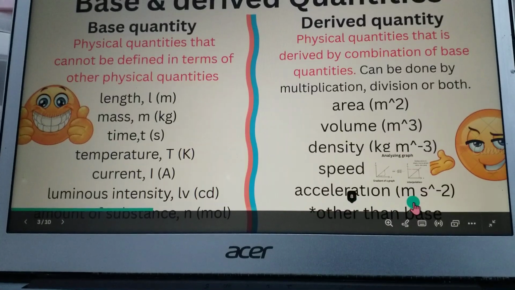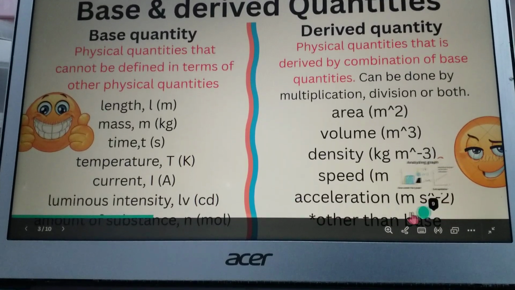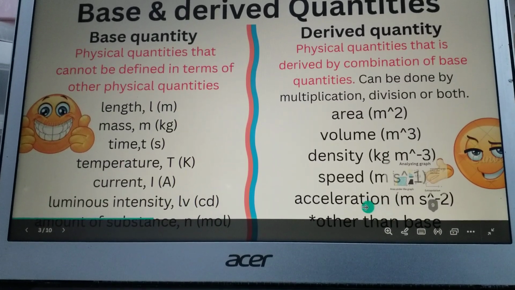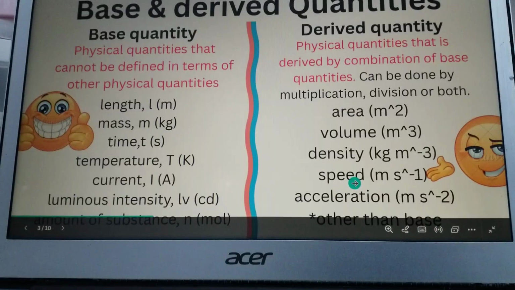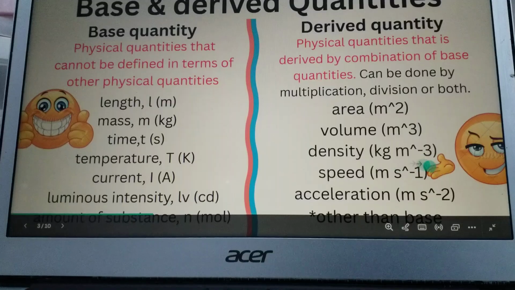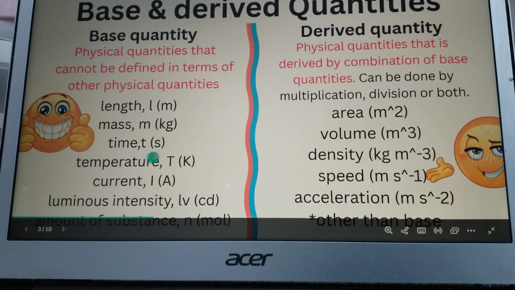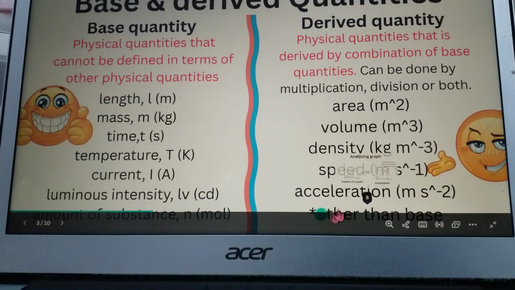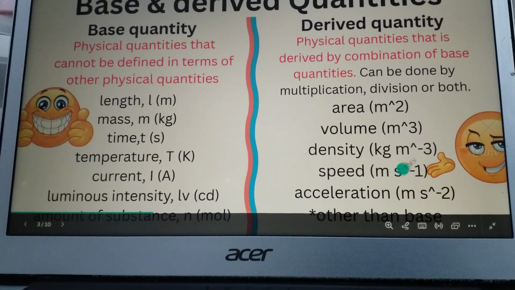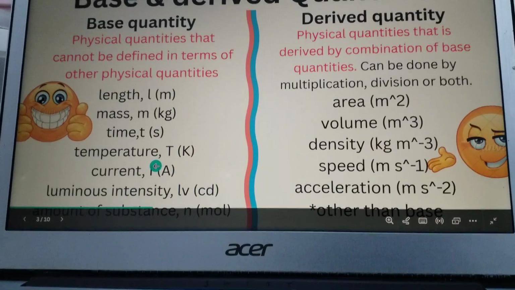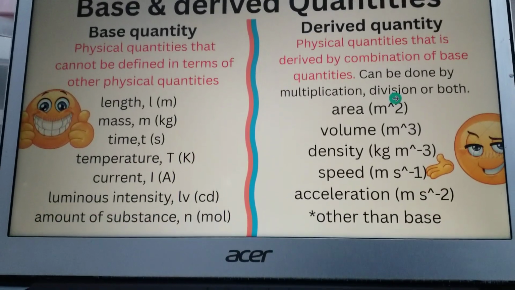Okay, acceleration, meter per second per second. The formula for acceleration is the change of speed divided by time. So we take the speed, and then we divide by time, the base quantity. So you'll get m s^-2. Basically, derived quantities are any physical quantities other than base quantities. There can only be 7 base quantities, and all the other quantities are derived quantities.